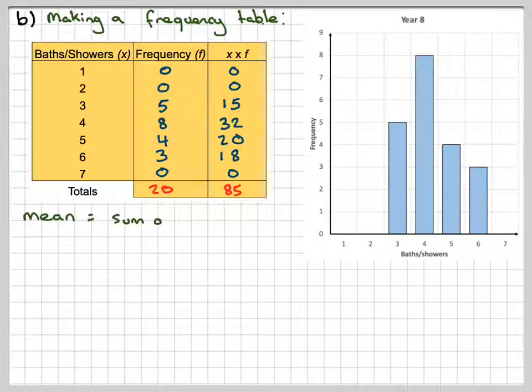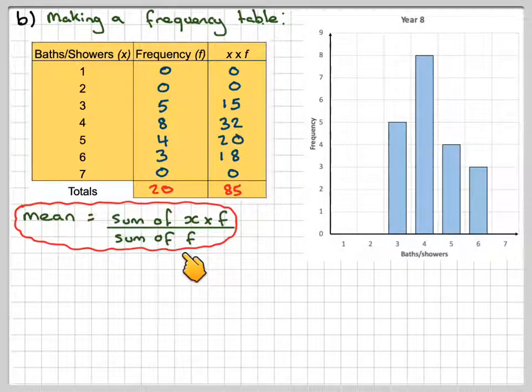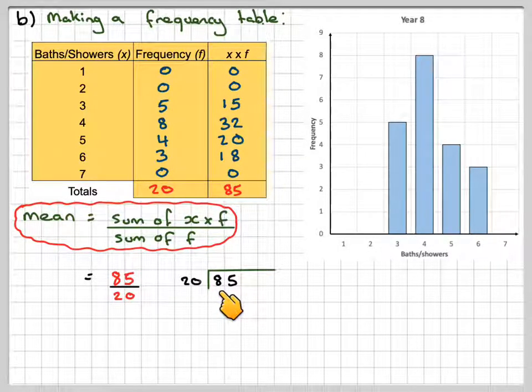So the mean will be the sum of x times f. The sum of x times f is the total number of showers. f is the number of people. So it's 85 showers divided by 20 people. So working that out using division again, 20 into 85 goes 4. 4 times 20 is 80. Doing a subtraction, we get 5. Put in a decimal point, add in a 0 and bring the 0 down.